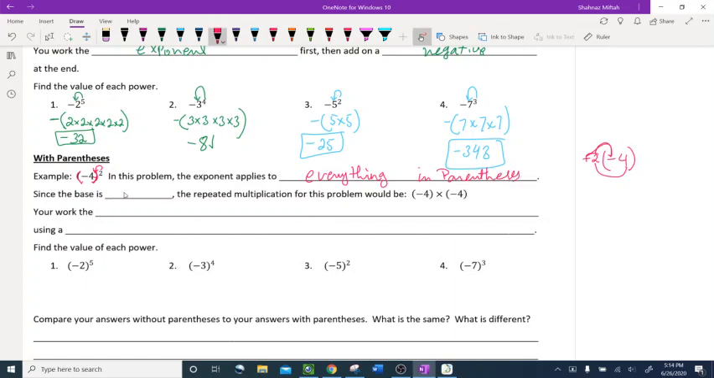Okay, since the base is negative 4, right? You know this is the base. The whole thing is the base. Like whatever we have inside the parentheses, this whole thing, negative and 4 both, is the base of 2. The repeated multiplication for this problem would be negative 4 times negative 4. You work the repeated multiplication.